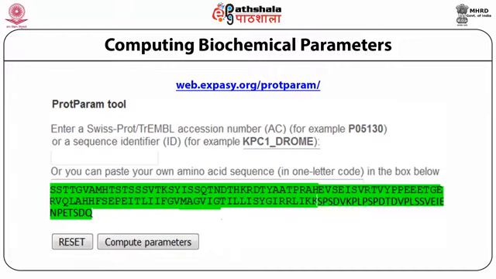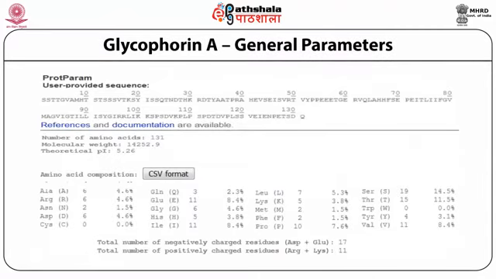131 amino acids of a mature protein sequence which are highlighted in green. That means exclude signal peptide amino acid residues from 1 to 19 position, then click compute parameters button. In the results page, the first section displays general parameters such as user provided sequence, which you provided, number of amino acids, molecular weight, isoelectric point, then the amino acid composition, then the total number of negatively as well as positively charged residues.